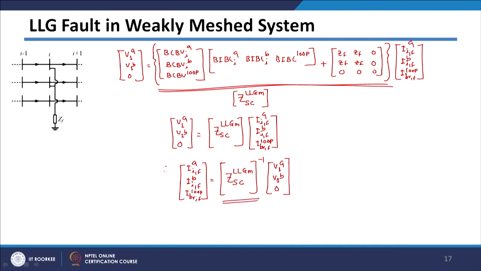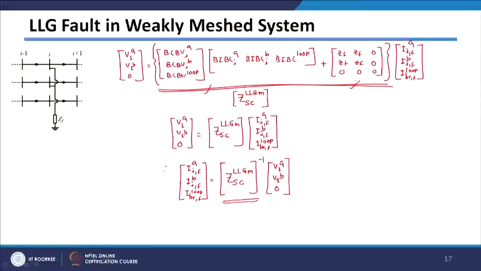And as we discussed here, this Z short circuit matrix, we are getting it from BCBV and BIBC matrices, which basically depend on topology of system and your fault impedances. So, once you know this short circuit matrix and the voltages of first node, I can calculate your short circuit current in A phase, B phase and all the loop forming branches.